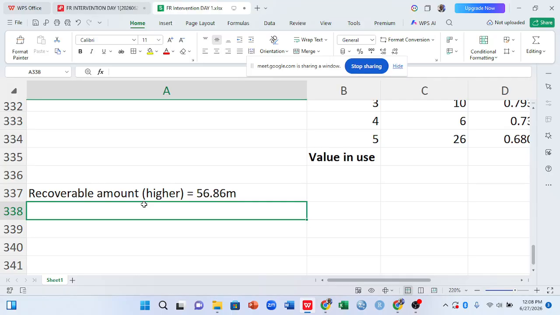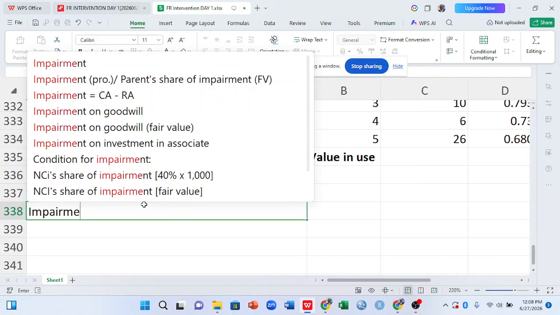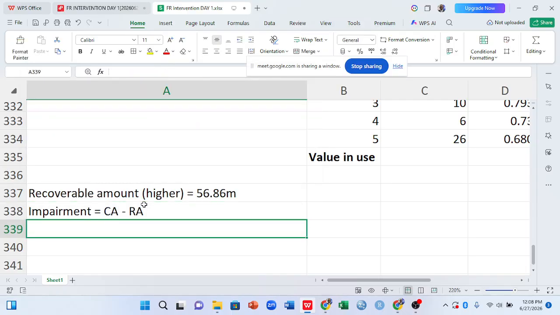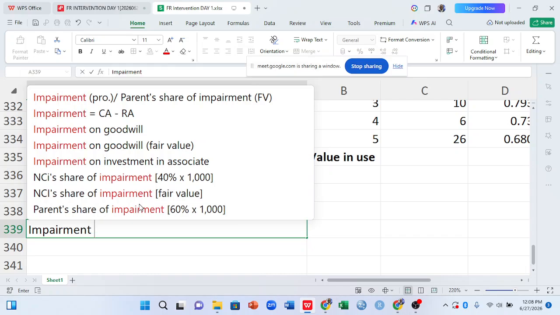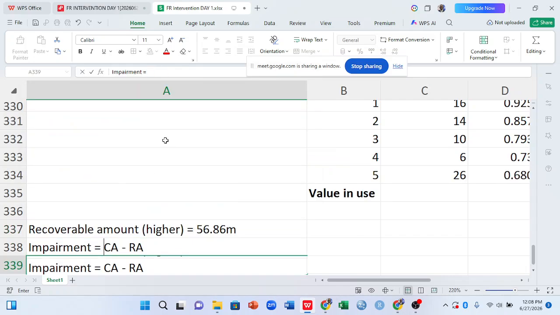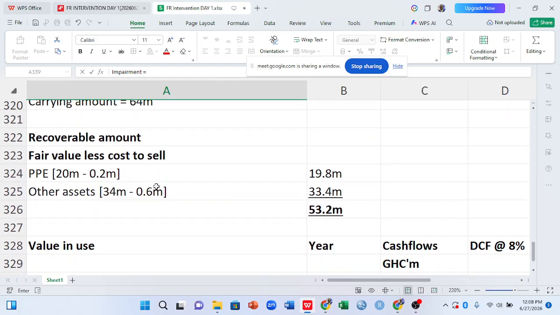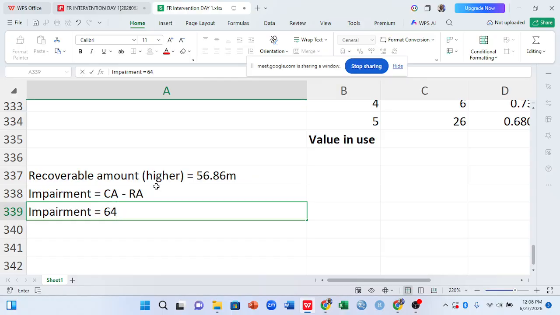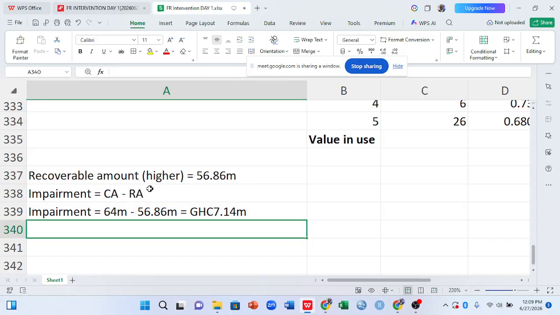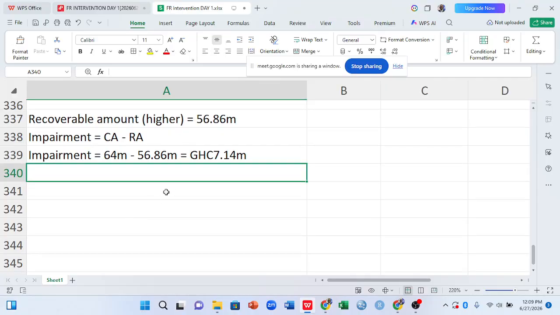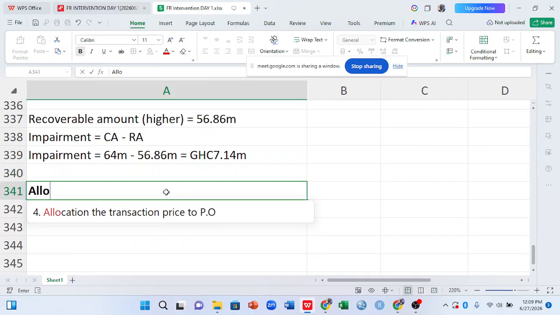Before you go ahead to calculate for impairment. So impairment here will be carrying amount minus the recoverable amount. Carrying amount here will be 64 million. Recoverable amount will be 56.86 million. What do we get? 7.14. And when we are done, we do the allocation. That's the next thing we do.